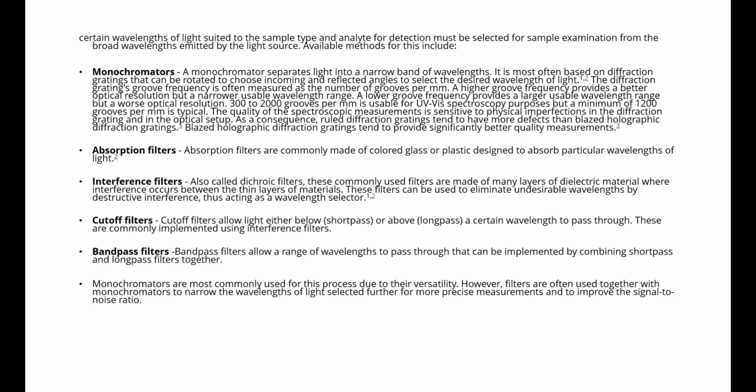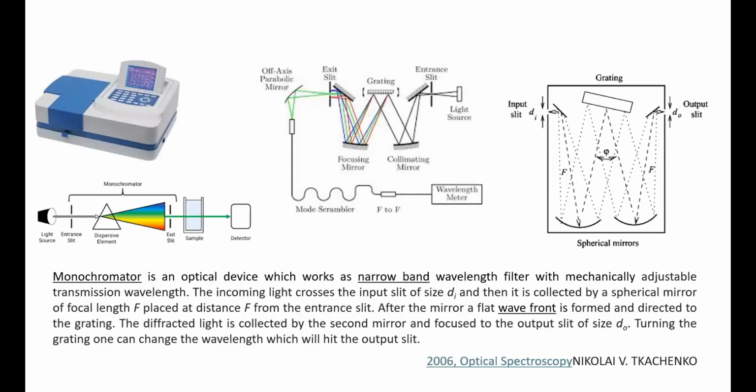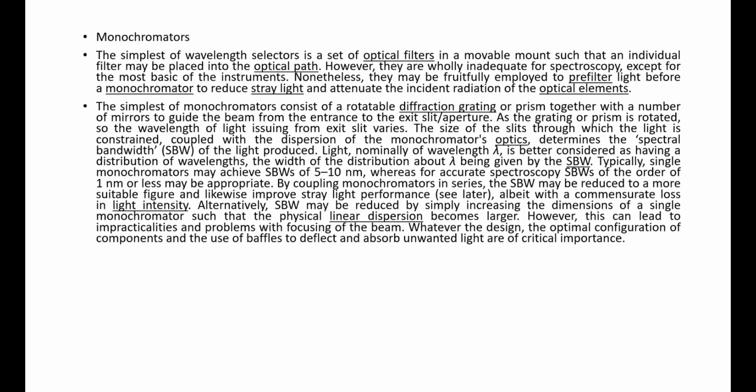So this is about the monochromator, right? This is the short note you can say about monochromators. The simplest wavelength selector is an optical filter, which you have used, but the advanced one is the monochromator that you are using here. So what is it going to do?